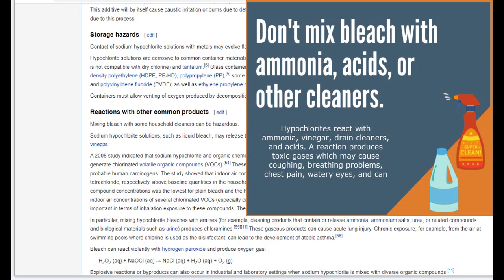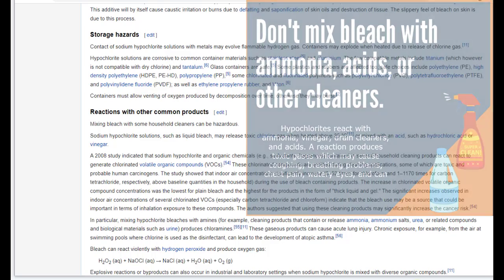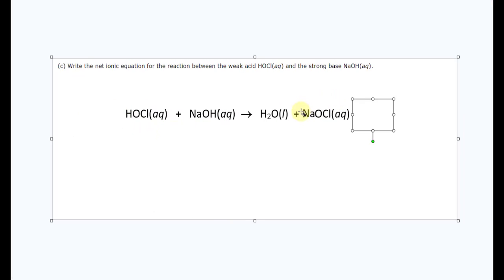So use bleach in its diluted form, and if you use it in pools and stuff, be very careful, read the instructions, don't mix it with anything else. That's a hazard. So a bleach solution is what we have here, one that can clean stains and save lives. But unfortunately, this equation would be wrong.